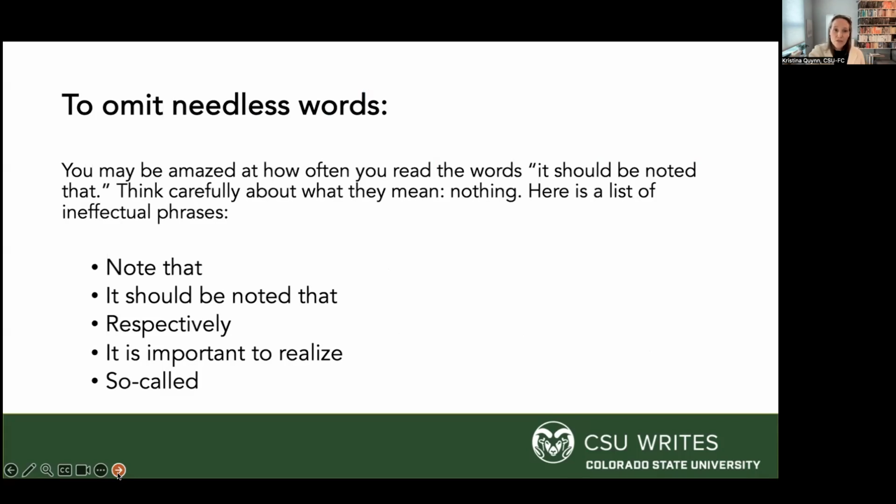To omit needless words, you kind of have to think about what's your purpose and how, right? Who's going to be taking it in, and that we use a lot of needless words. If we go through the recording of this talk right now and omit all the needless words, this talk will probably be 1/3 the length, right?